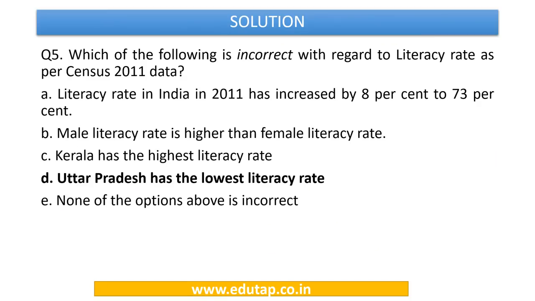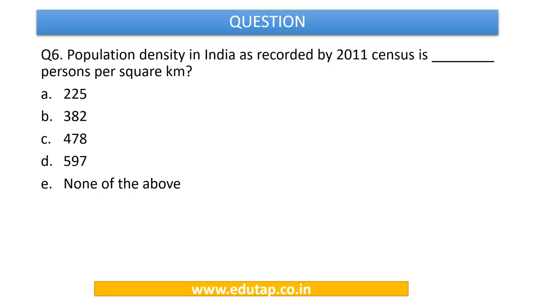So now we can answer this question: the statement that Uttar Pradesh has the lowest literacy rate is incorrect, because we have just seen on the previous slide that Bihar state has the lowest literacy rate among the states in India. So the answer to this is going to be option number D. Now let's move to the next question.